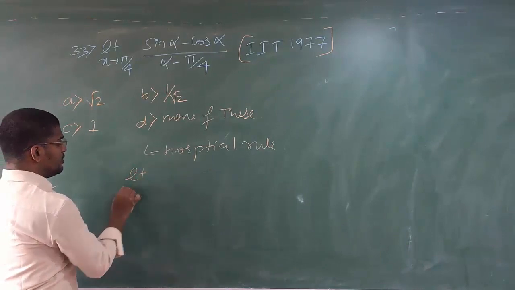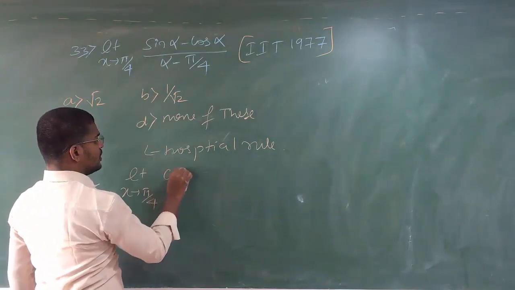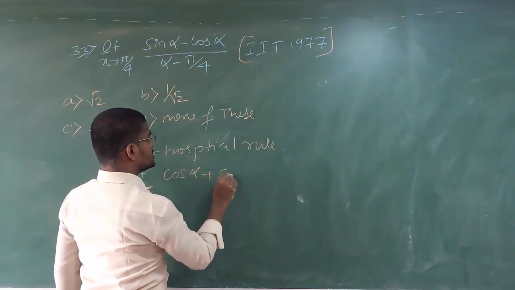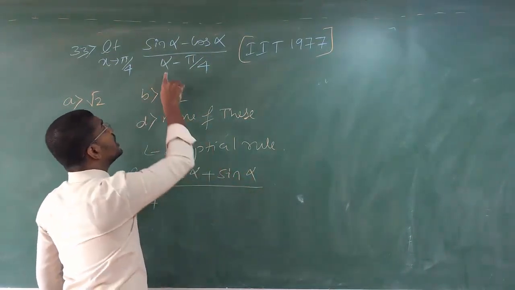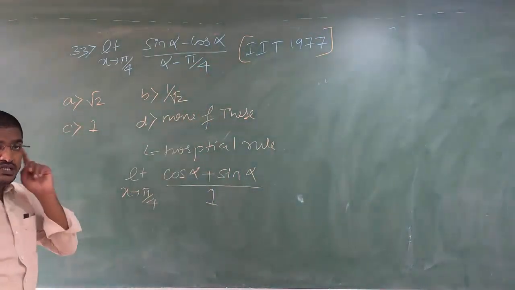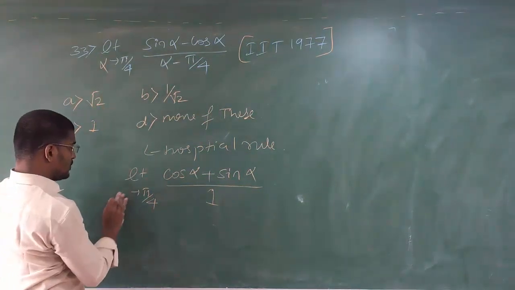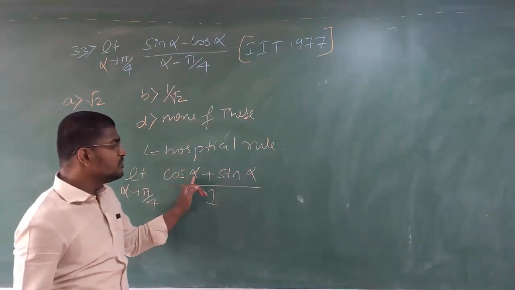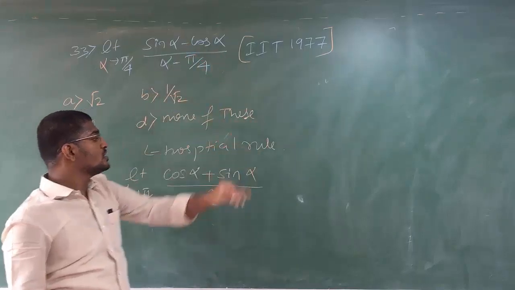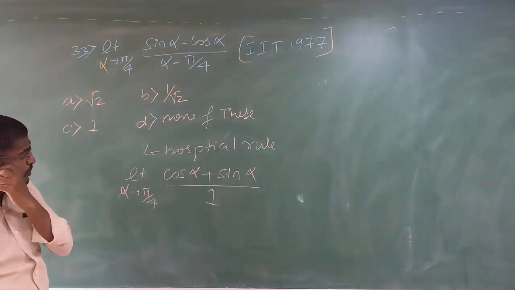That is limit alpha tending to pi by 4. If I differentiate sine, you get cos alpha. If I differentiate cos, minus into minus sine alpha, divided by the differentiation of alpha, which is 1. The pi by 4 will be 0 because it is a constant. Please note here your variable is alpha. Sin alpha, cos alpha, alpha minus pi by 4. Here alpha is going to pi by 4. Are you getting my point?